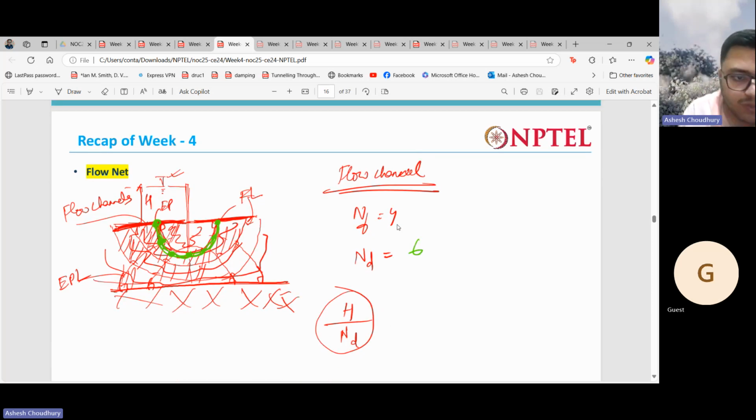Okay, and these equipotential lines are the lines along which, at all points on each line, the head is the same. That's why they are known as equipotential lines. Okay, these are the equipotential lines. This inverted U shape is the equipotential line, and the U shaped ones are the flow lines, and the inverted U shaped ones are the equipotential.